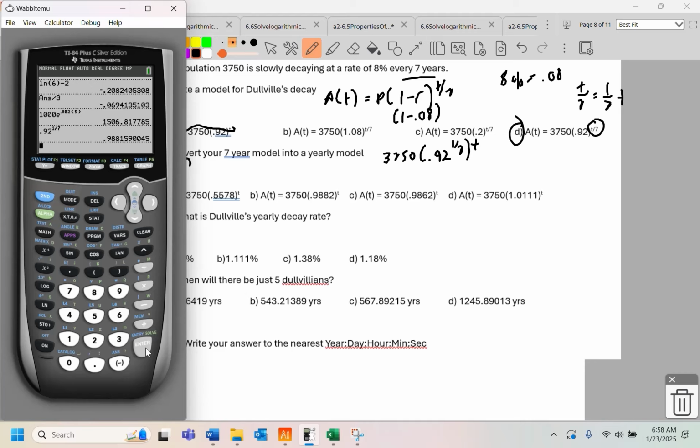0.9882 is what I'm looking for. See that? 0.9882. And only one answer choice has a 0.9882. Choice B.